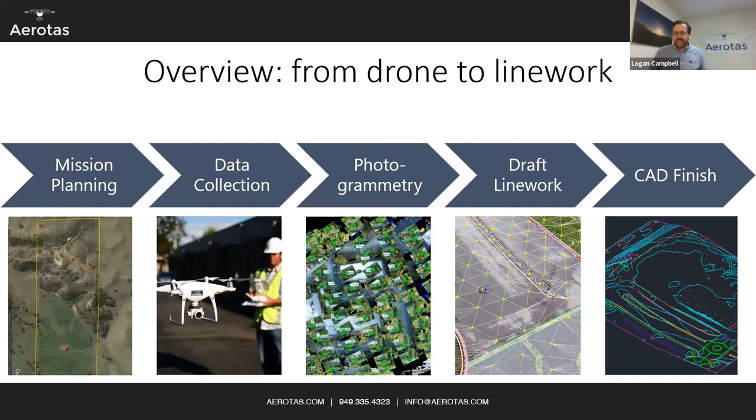So to take the big step back, that whole process again, the overview from getting from drone to full line work, which should be the goal of your program, starts with mission planning and flight operations. That last session was recorded if you missed it, so reach out if you want that. Then you go to the field, collect your data, and then the last three steps are the office steps. Photogrammetry, stitching all the photos together, drafting line work, extracting the valuable data out of that 3D model, and CAD finishing, doing all of the data processing work to actually get it properly into CAD.